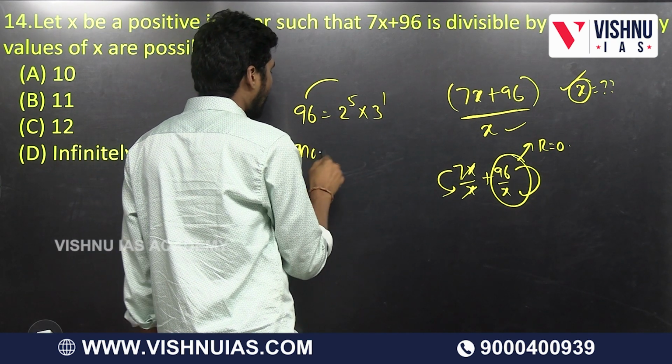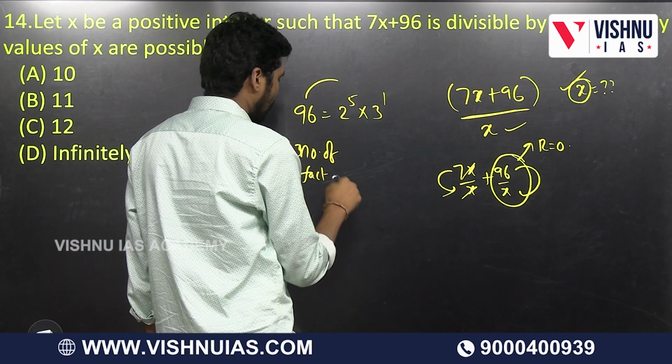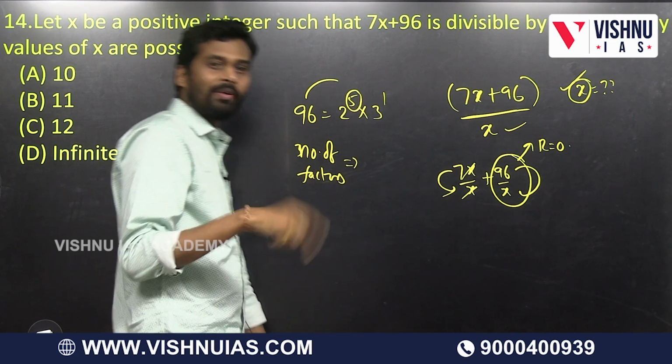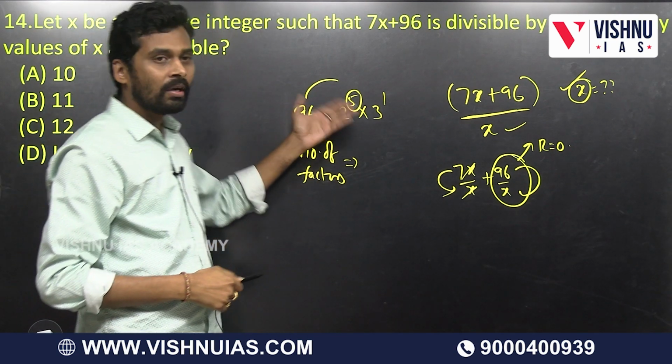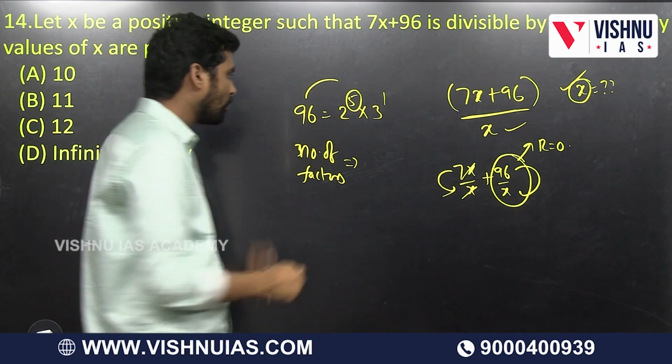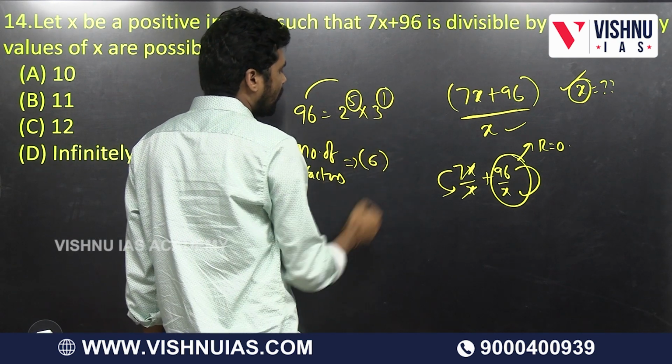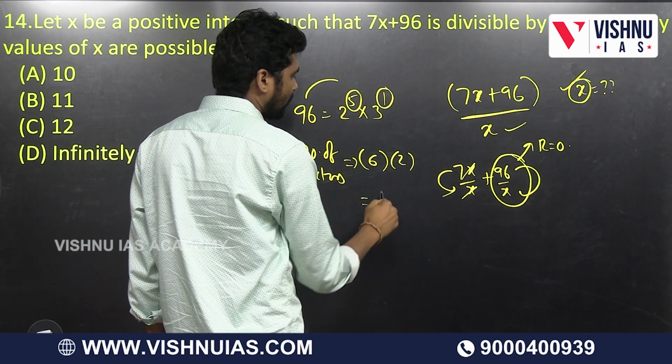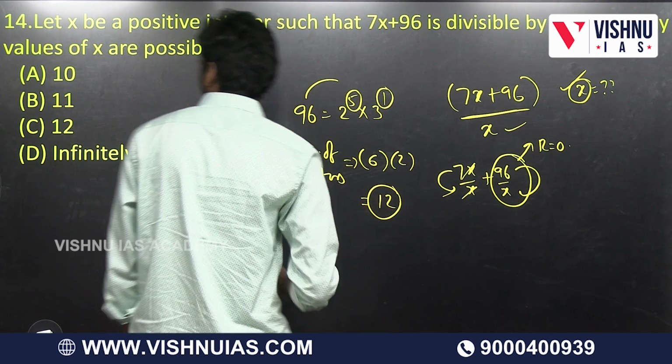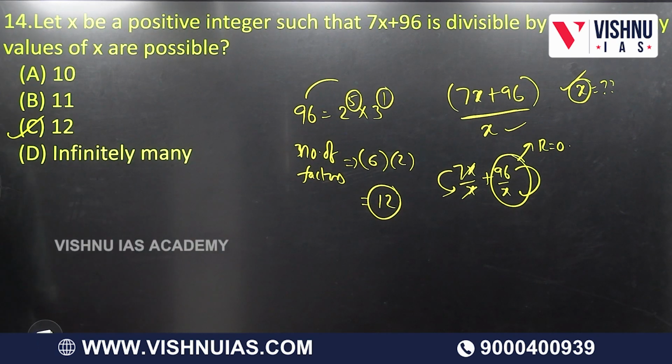So what is the number of factors? How do you find out the number of factors? For each power, we add plus 1. So 5 plus 1 is 6. Here the power is 1, and 1 plus 1 is 2. 6 twos are 12. So what is the answer? 12 is the answer. Okay, and you need to identify that the problem is related to finding the number of factors.